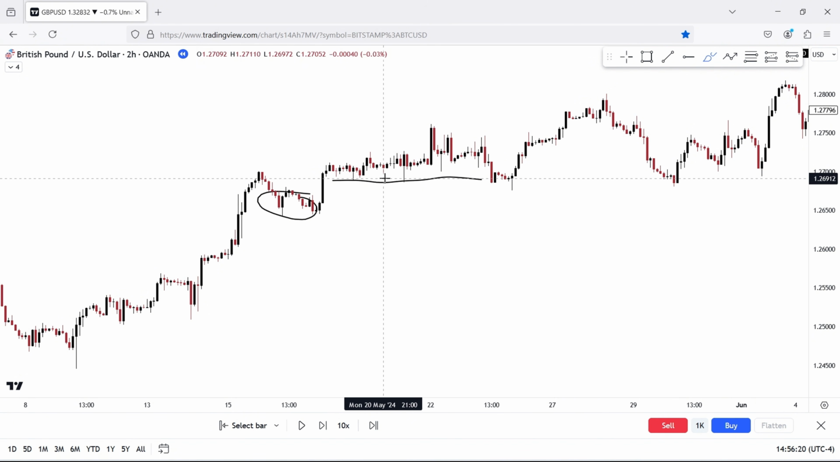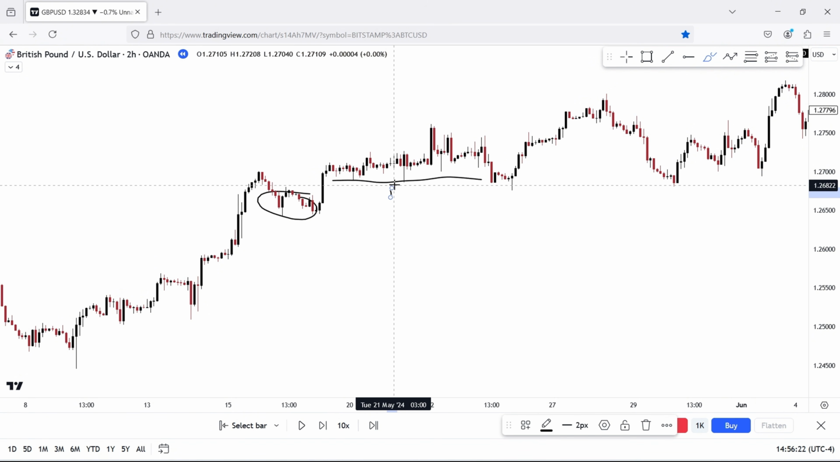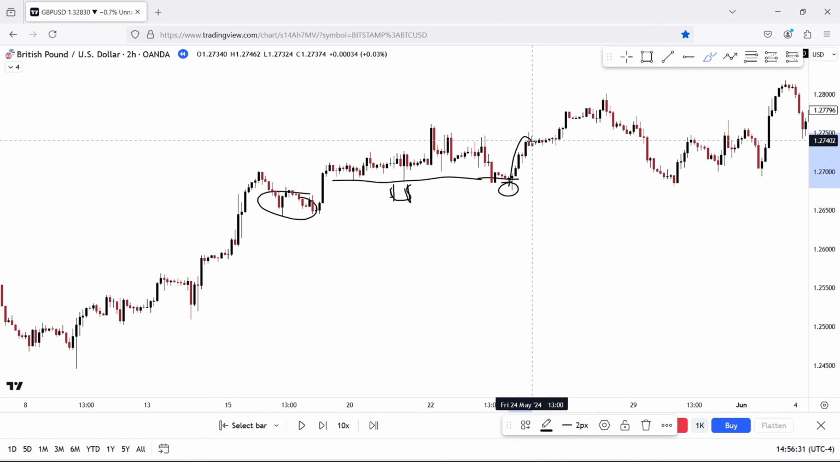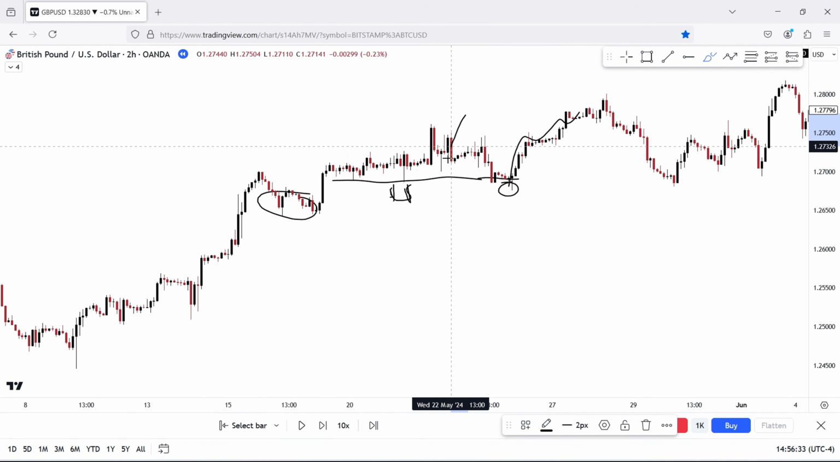So again, this was your point of interest. This is your liquidity right here. Price came down, took the liquidity and continued to the upside. So again, everybody that purchased price right here or even purchased price right here, they lost the trade, especially the people that took the secondhand entry.